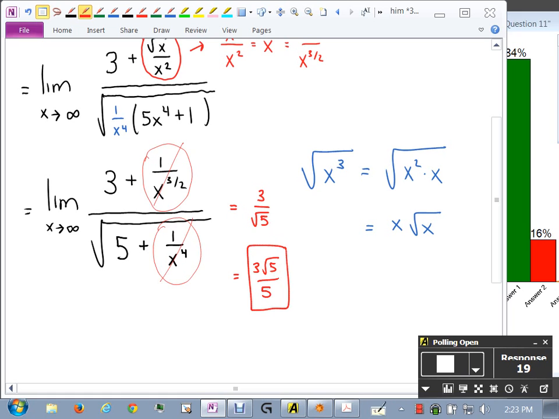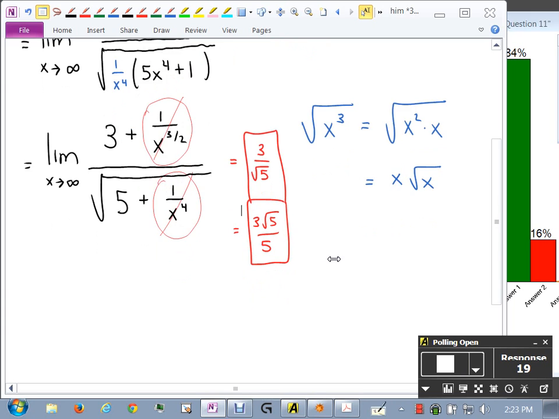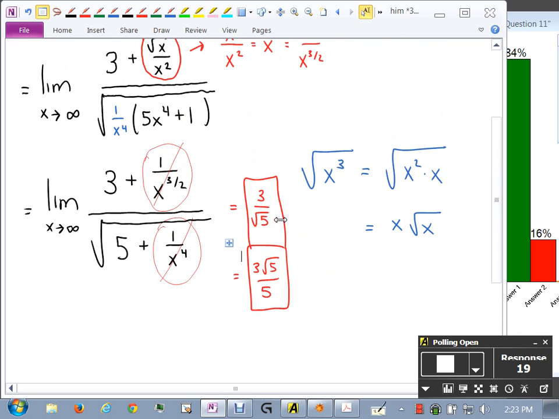I'll accept both answers. Those of you who've had me before know that I have a big problem with rationalizing things, so I'm not going to give a big lecture behind it, but this answer is equivalent to this answer, and I accept both, all right? I'm not going to take off if you don't turn it into this.